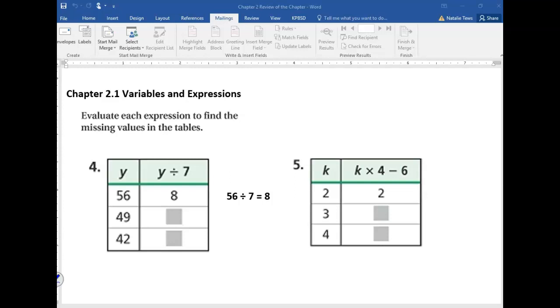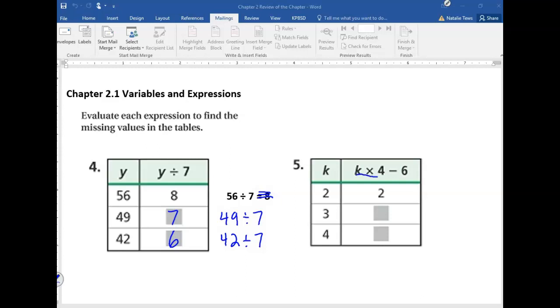Like, for instance, on this one, I have y divided by 7. So 56 divided by 7. I don't need you to write equals 8. I just want the expression, and you can write 8 in the box. On this one, I'm going to have 49 divided by 7 equals 7. I write it in the box. On the next one, I have 42 divided by 7 equals 6 in the box. This was a one-stepper, so I don't need to see any funnels below.